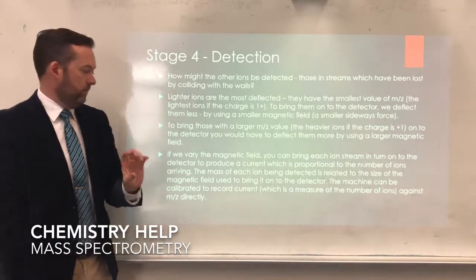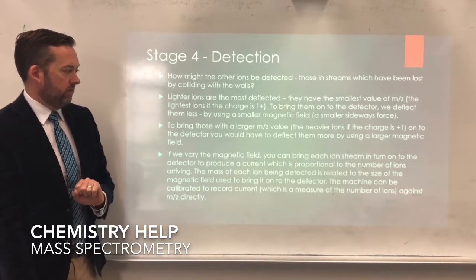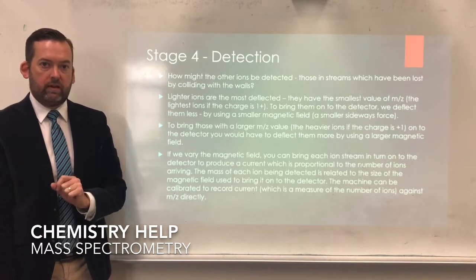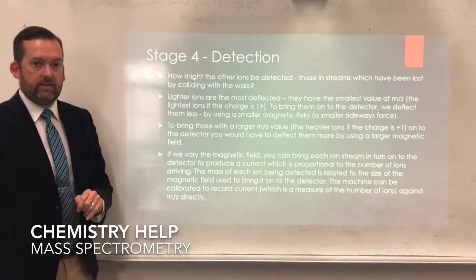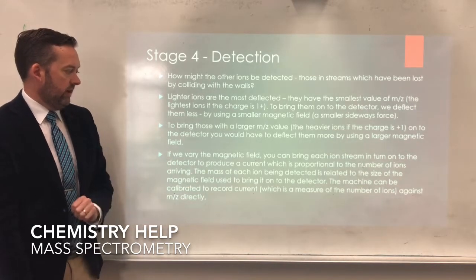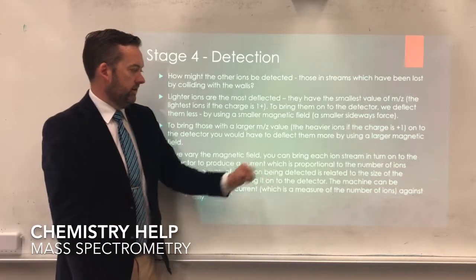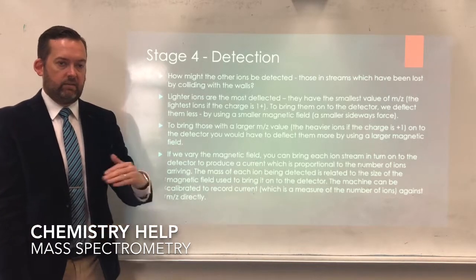Now, this is the important bit. If we vary the magnetic field, you can bring each ion stream onto the detector to produce a current, which is proportional to the number of ions arriving in the stream. Now, the mass of each ion being detected is related to the size of the magnetic field used to bring it onto the detector. So that's how we relate it together.